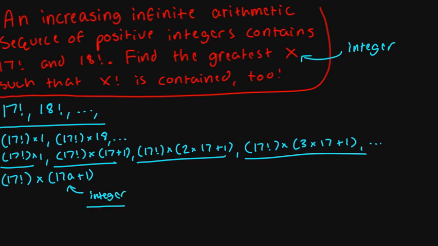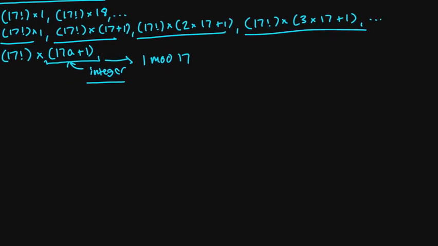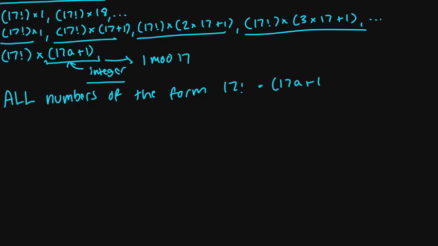It's an integer. And note that the right-hand side, the other thing we're multiplying it by, is just 1 mod 17. This is, by definition, 1 mod 17. It's 1 more than a multiple of 17, right? And so, we know that our sequence will contain all numbers of the form 17 factorial times 17a plus 1.